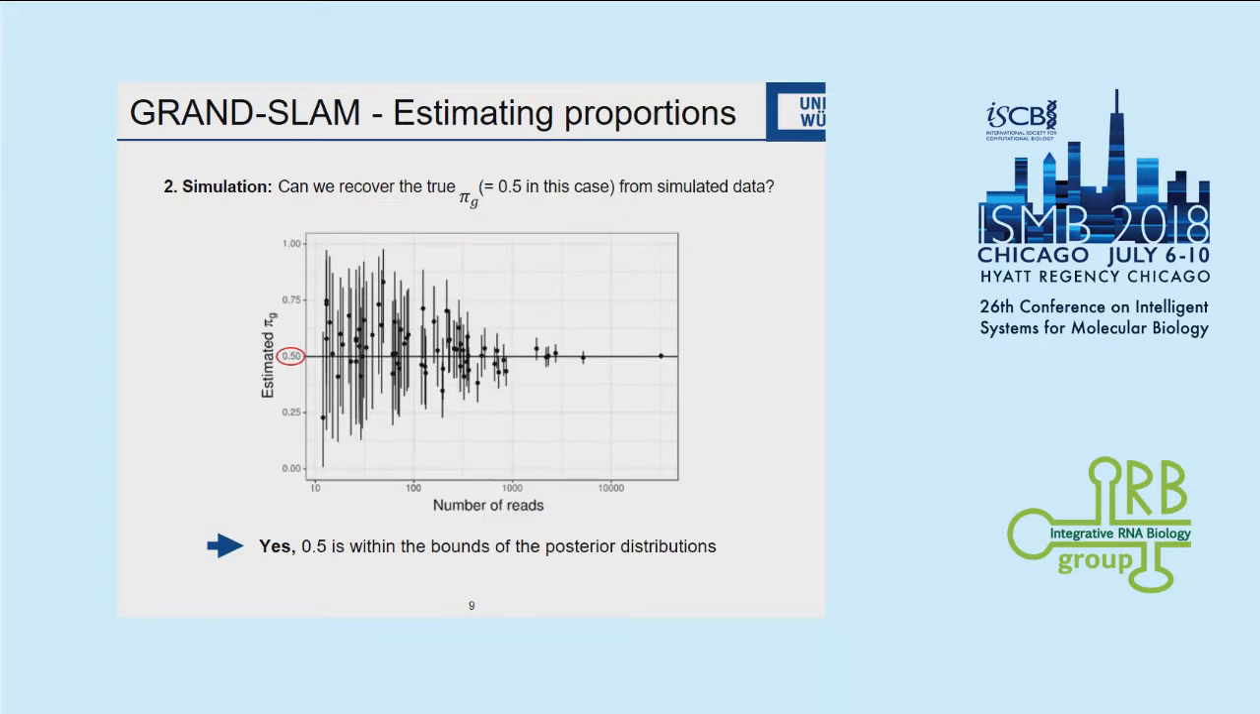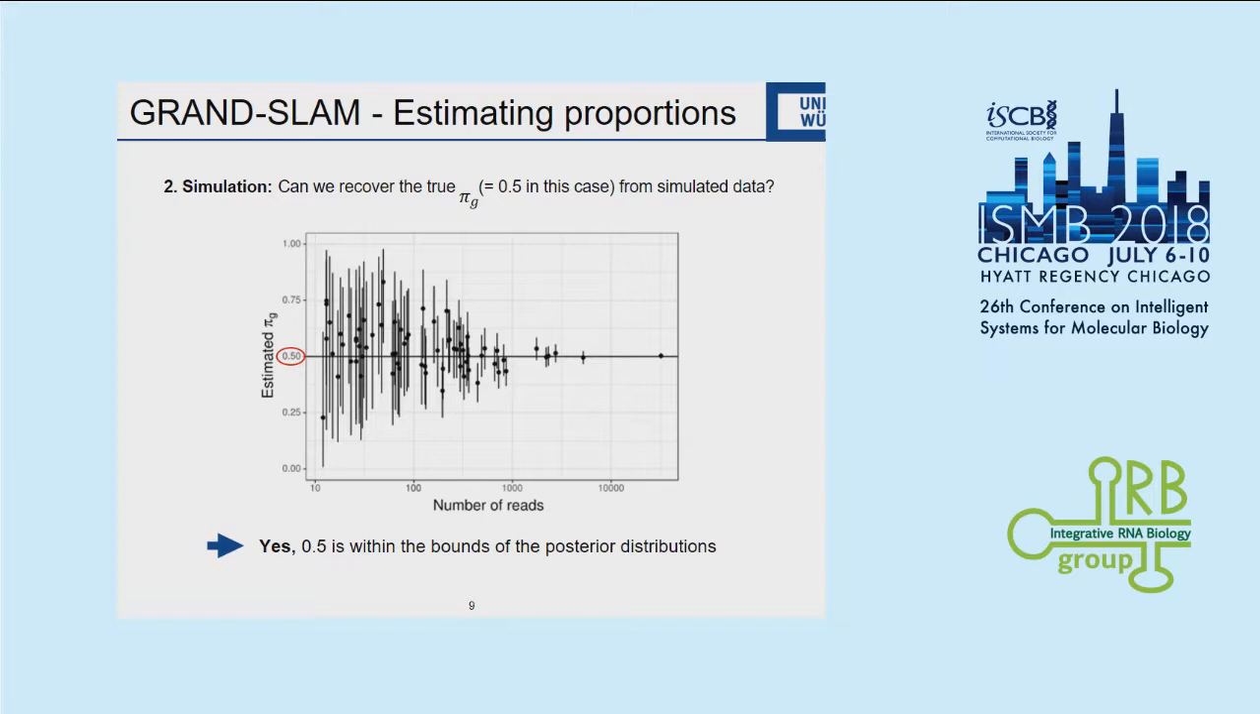And again, for that, we simulated data, this time based on real data, where we artificially set the new amount of reads to 50%. And as you can see, the more reads we have, the more precise the estimate of GRAND-SLAM gets. So each dot represents the reported proportion value by GRAND-SLAM, and the bars are the 90% credible intervals. And as you can see, nearly every time the credible interval has the real value in it. So this is what we expected, this is what we wanted. So GRAND-SLAM seems to work.